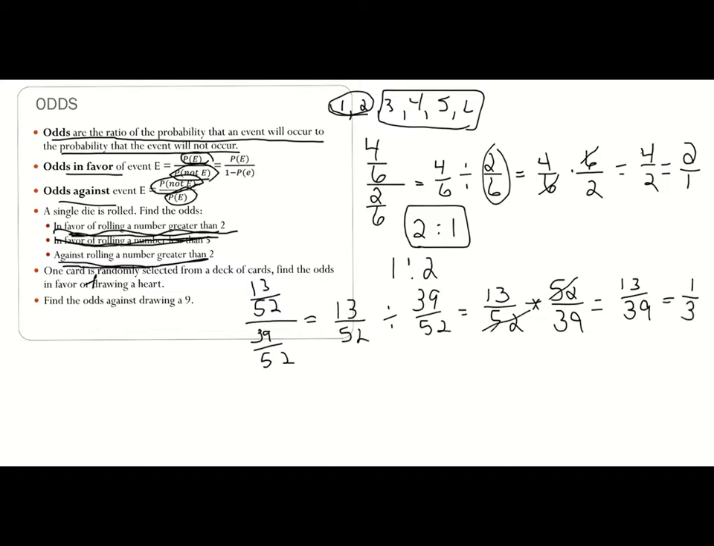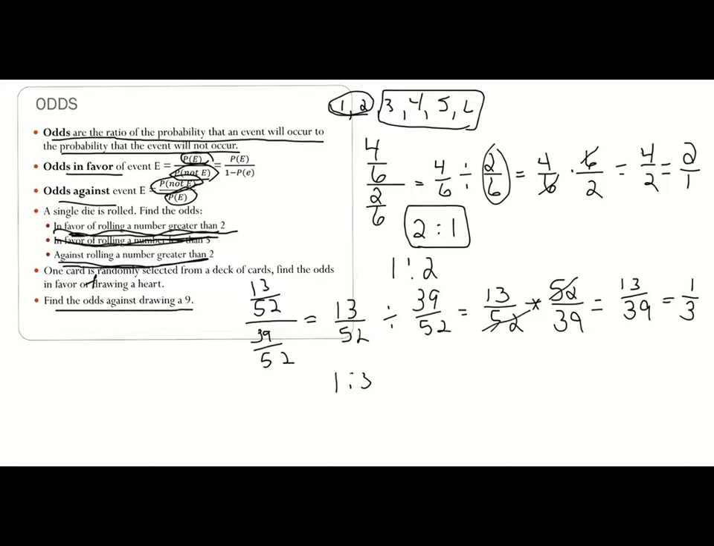So the probability, or not the probability, but the odds of drawing a heart out of a deck of cards would be 1 to 3. All right, then the last one we're going to do is find the odds against drawing a 9.